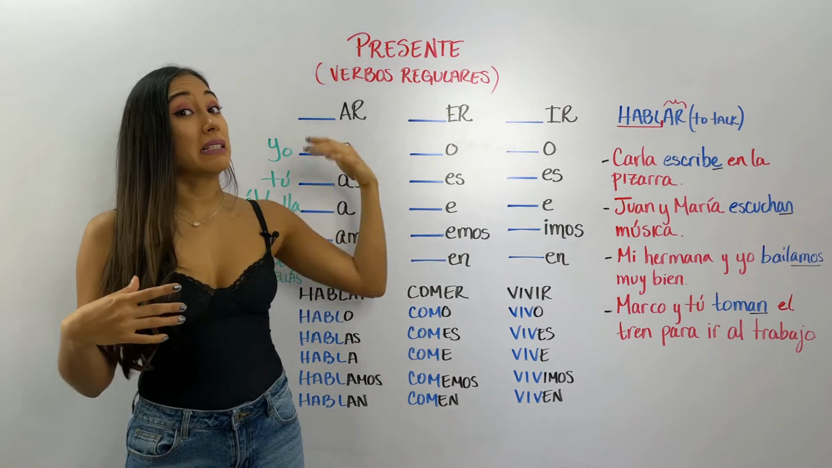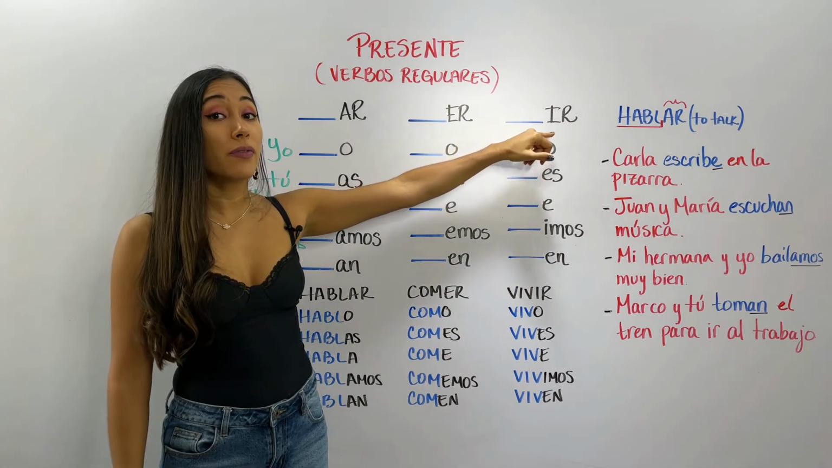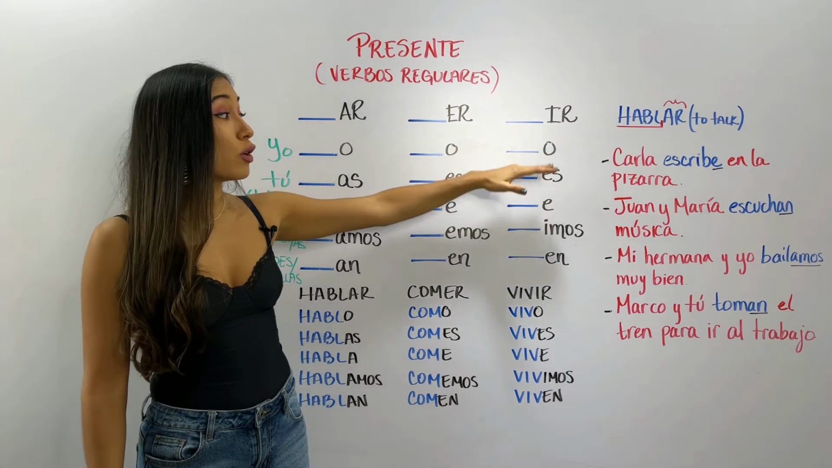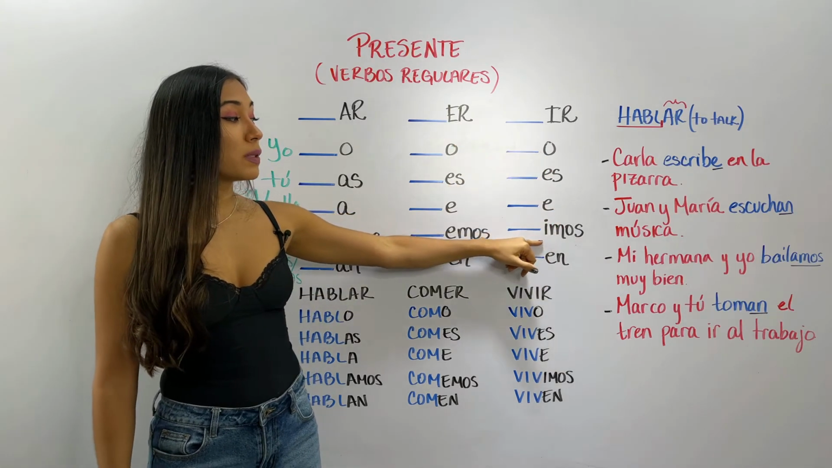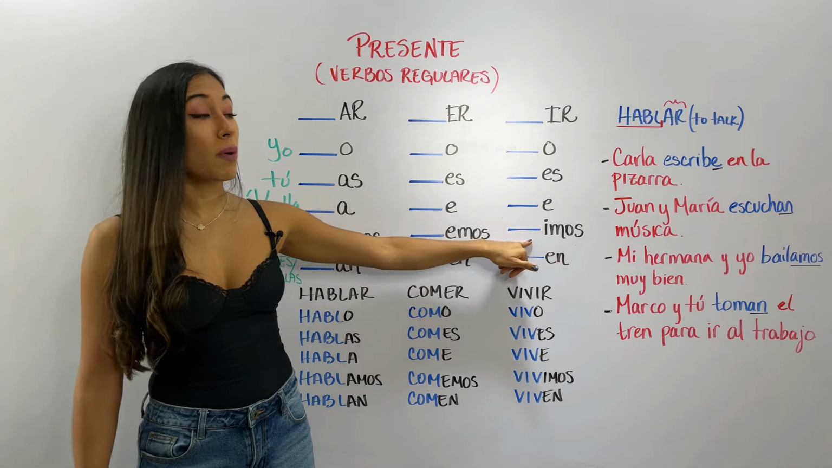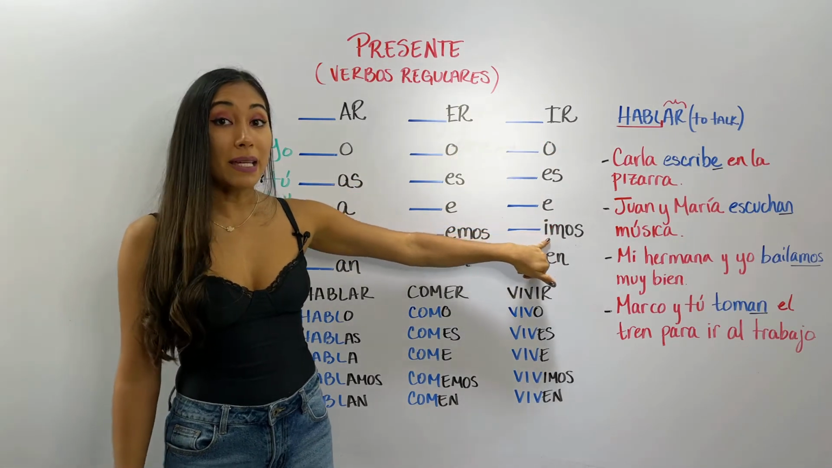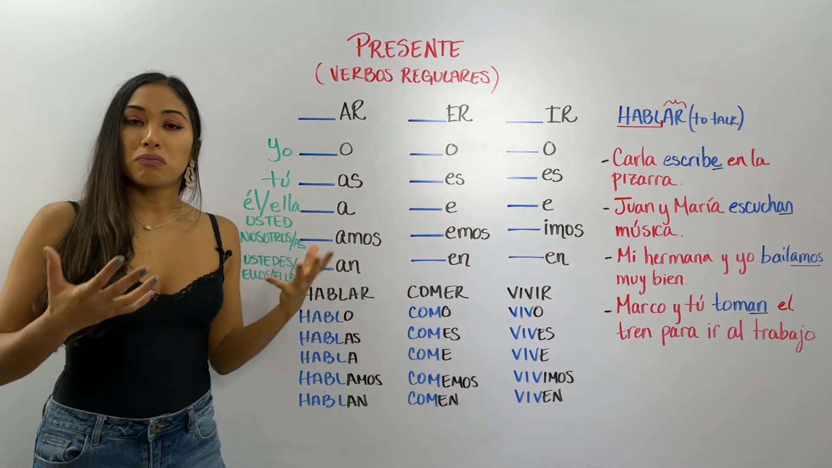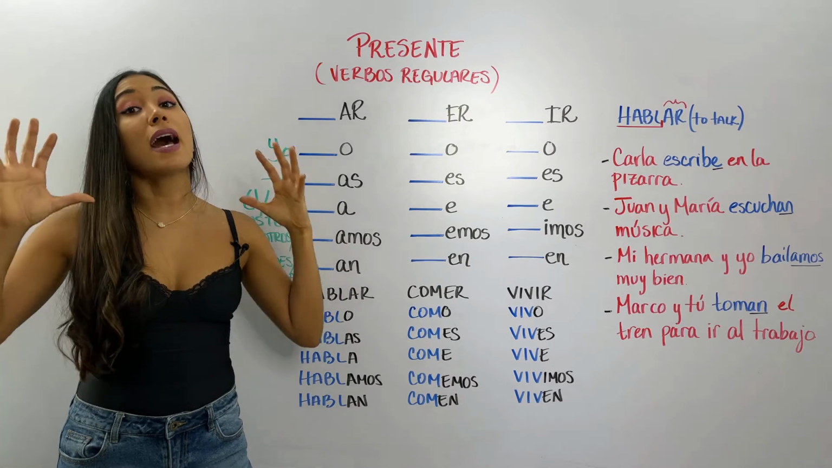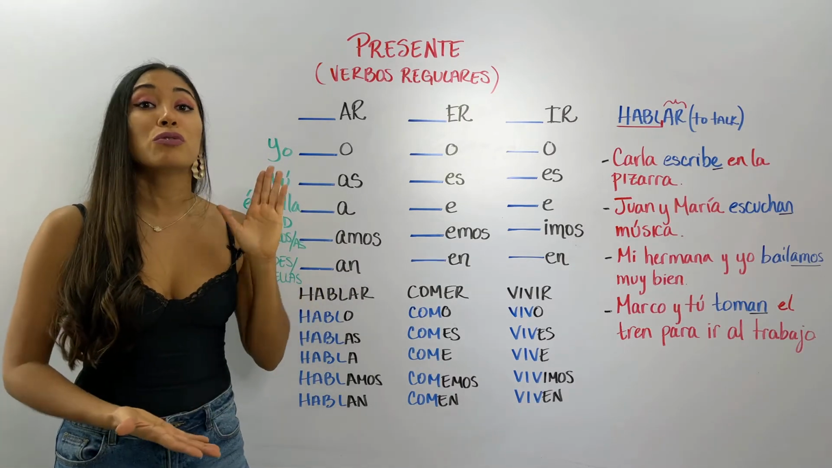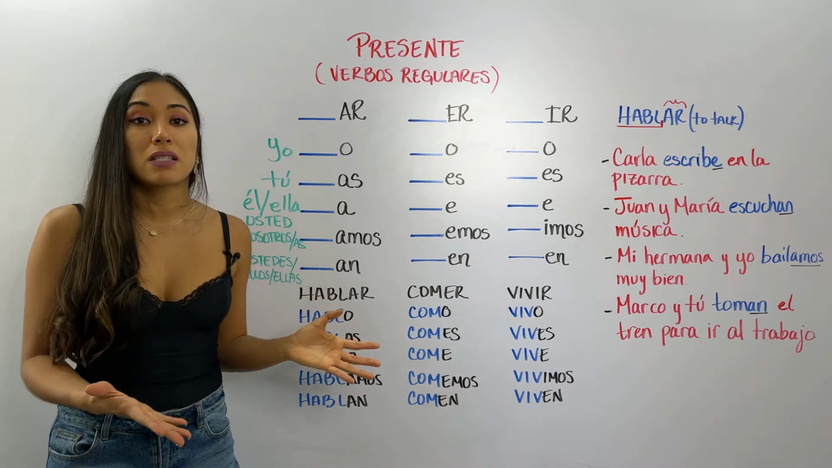Okay? And then this one is even easier because an IR verb, un verbo IR, it's almost the same as the one before. It's only going to be different in the nosotros part. So it's I, imos, okay? So these are easy to memorize. Just follow these and now you will be able to conjugate any verb that is regular in present tense, okay?